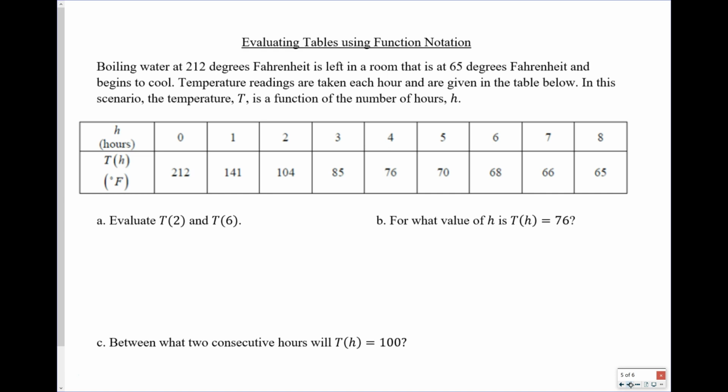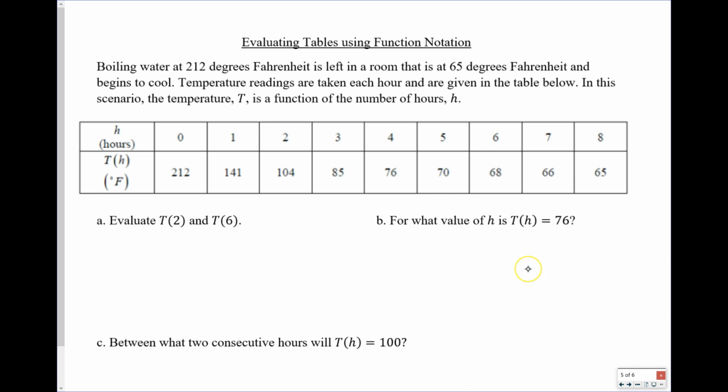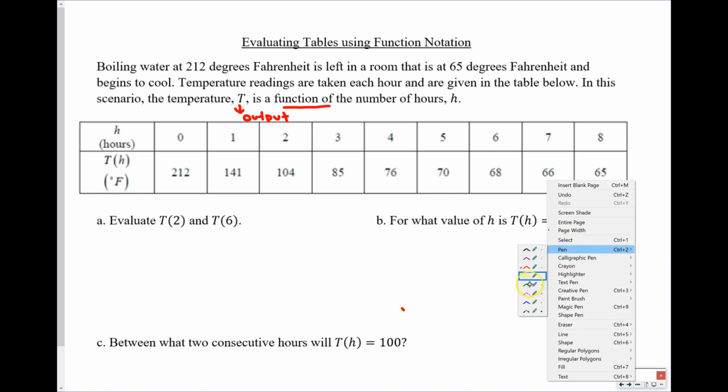And what's going to happen is it's going to start to cool off because it's no longer on the stove top. So temperature readings for this pot are taken every hour and are given in the table below. So we want to see how fast it's cooling down or how slow it's cooling down. In this scenario, the temperature T is a function of the number of hours. So if something is a function of, that means that T is my output, and that hours is my input.